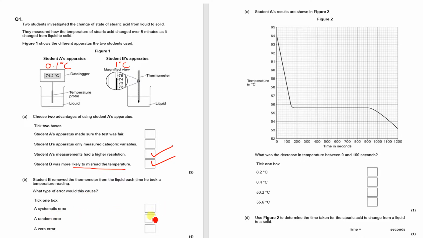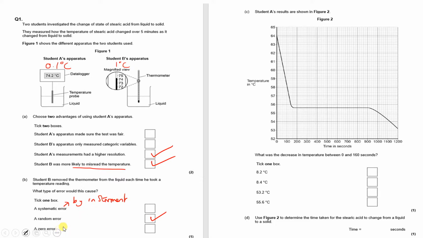Well, this could cause a random error, but I'm just going to go through what these mean. So a systematic error is caused by an instrument. So if the instrument is always wrong, then your experiment will always be wrong, and you would have to change the instrument. So this is caused by the instrument. So that is when the instrument you are using is always incorrect.